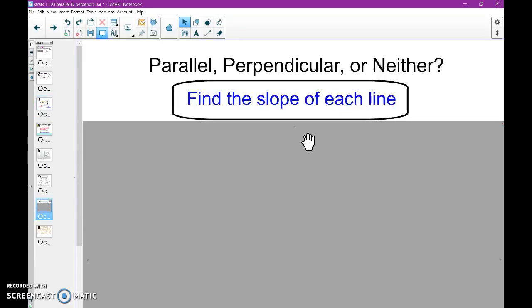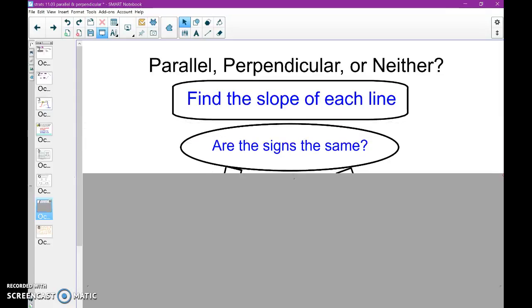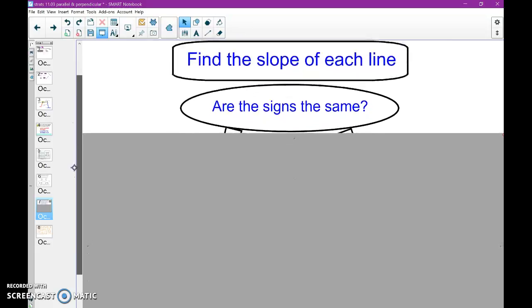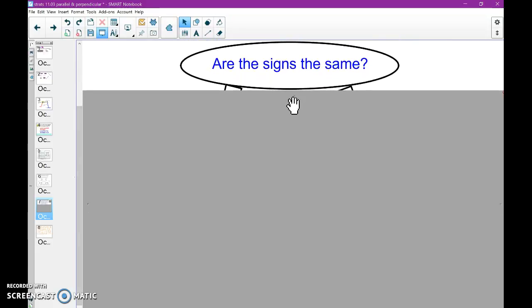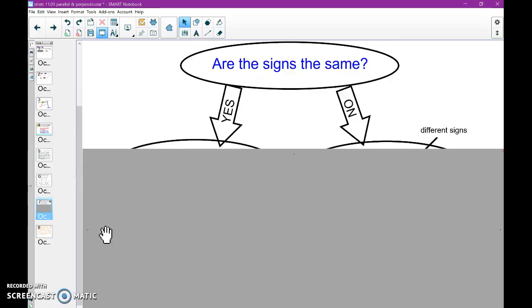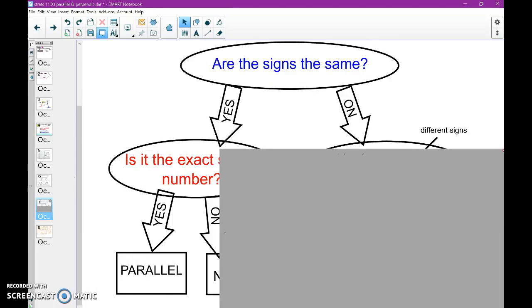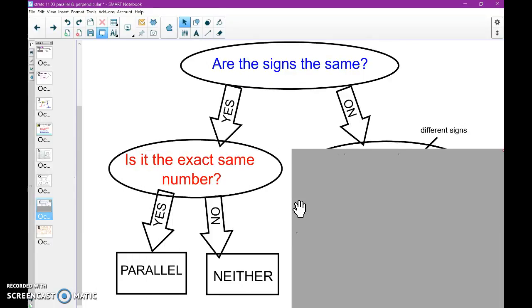Got it. Okay, once you know the slope of each line, now you have to see, are the signs the same? So are they both positive, or both negative, or one of each? That's going to determine what you do next. If they are the same, then you're going to take this route. So yes, the signs are the same.